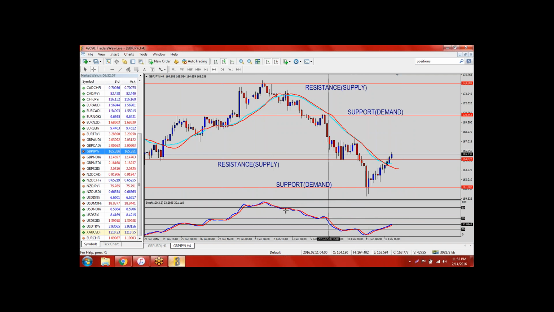Does everybody understand how that stochastic oscillator works? Does everybody understand the different levels and what those levels mean? So you guys got a better understanding on that indicator?